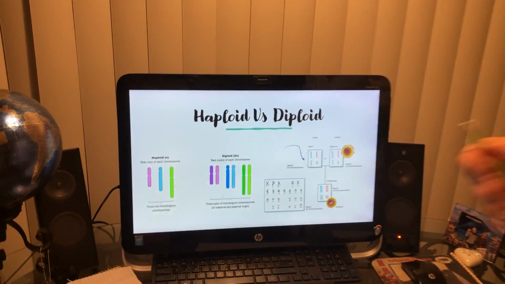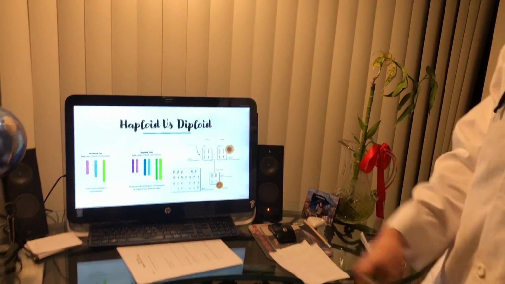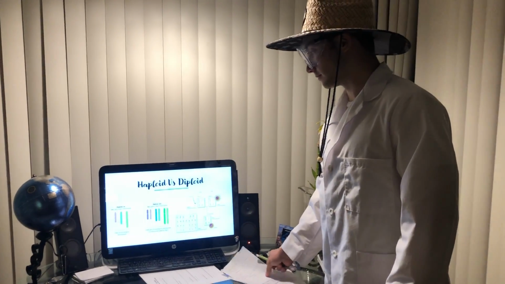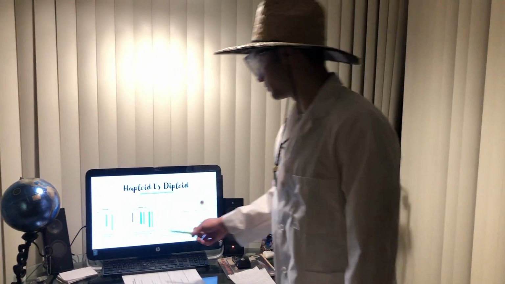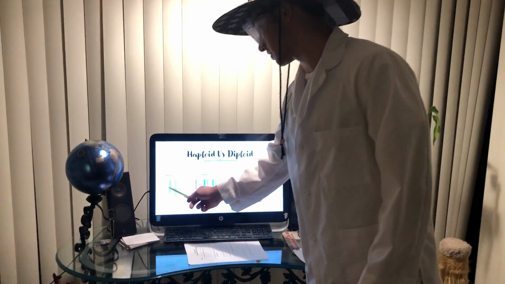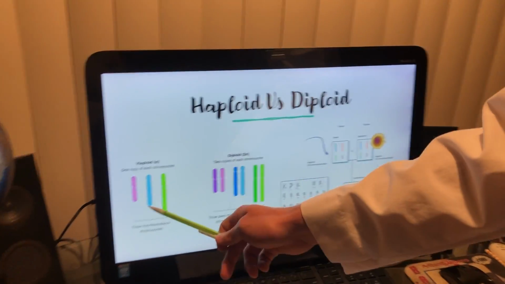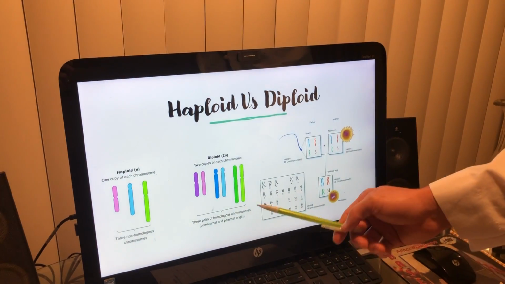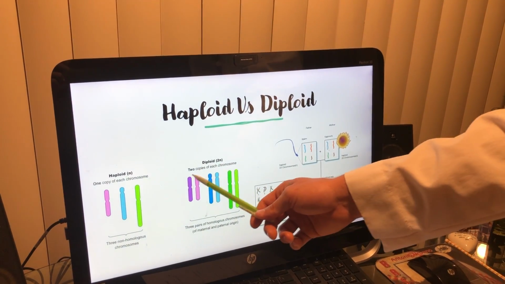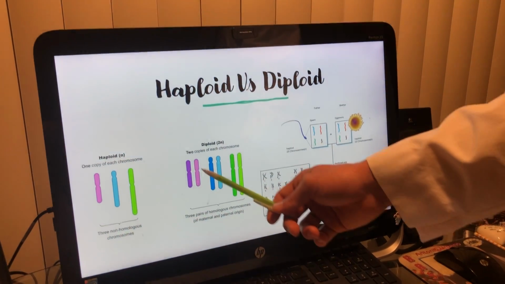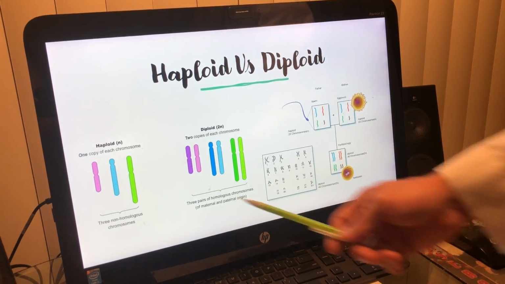And that leads us into our last thing, the haploid versus diploid concept. With haploids, we have one copy of each chromosome. Over here, they don't have a pair, they're just by themselves. And diploids have a pair. They're the same size, and the centromere is located in the same point.